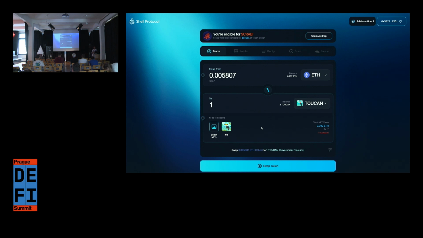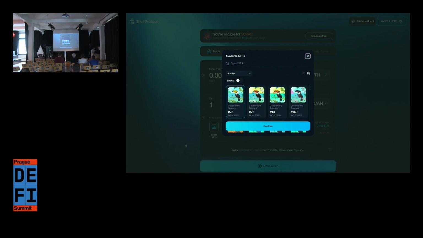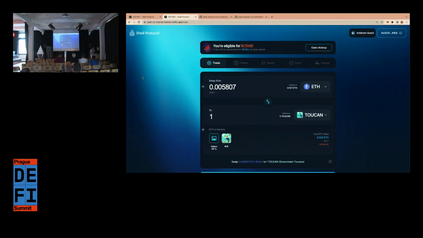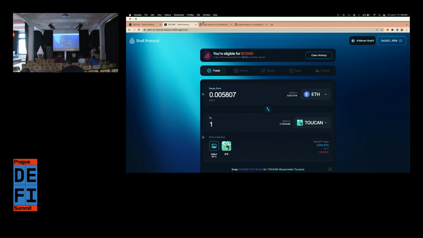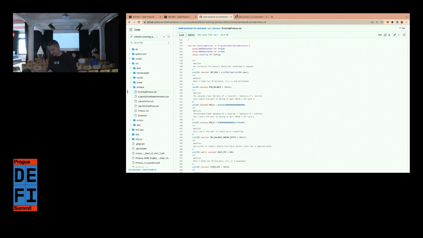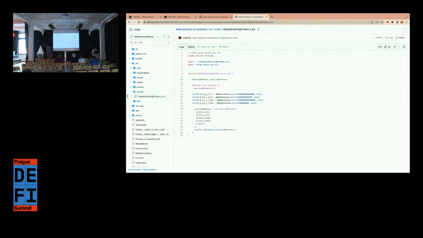Now I'm going to dive into the code part a bit, and show what parameters we used, and what the smart contract looks like. Can I go to the GitHub? Yeah, so I'm going to zoom in.